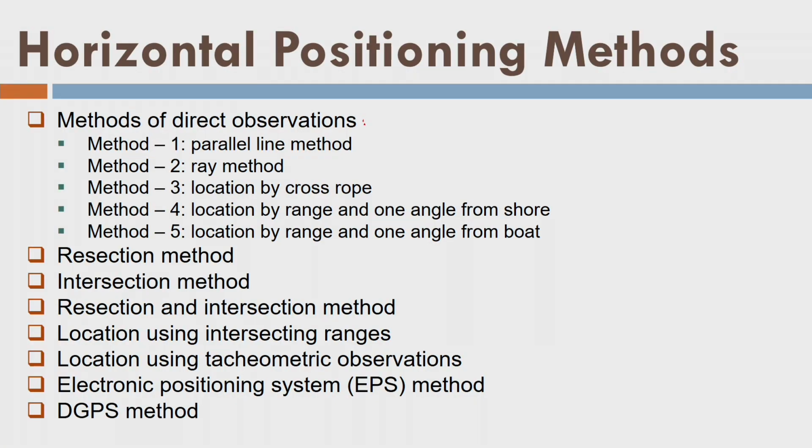First is the method of direct observations. That means we are observing the point xy by direct observation. It could be an angle measurement, it could be a coordinate measurement, it could be a distance measurement. That means we are not deriving it by some calculation.